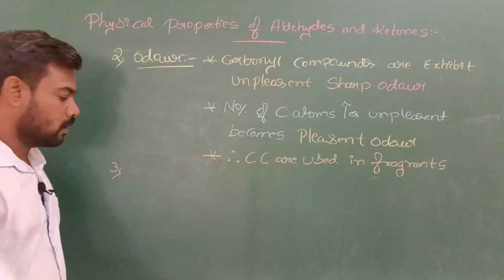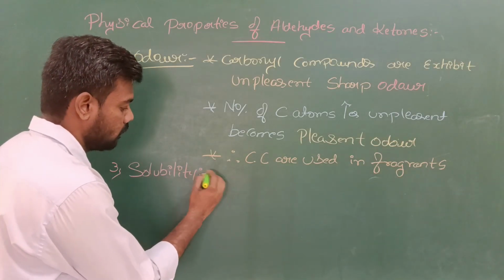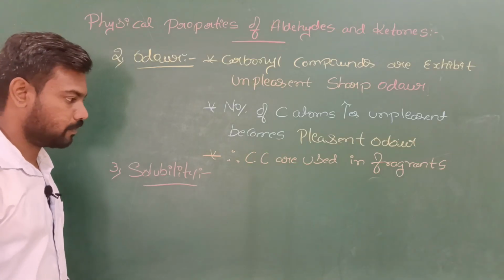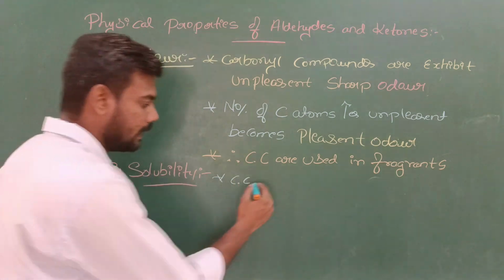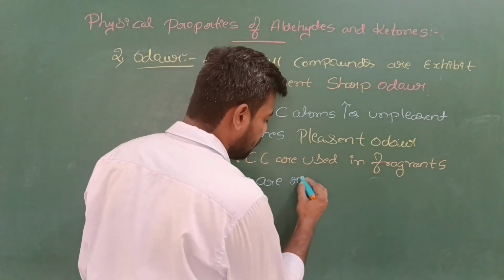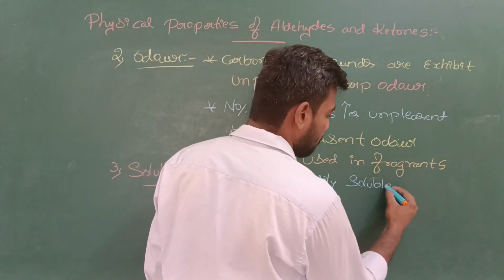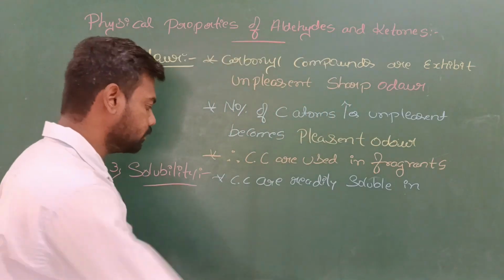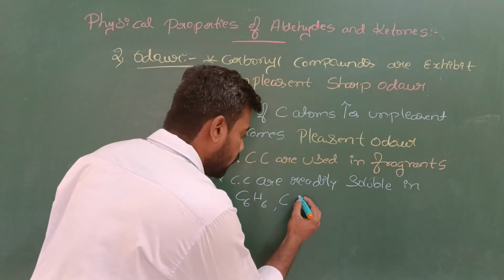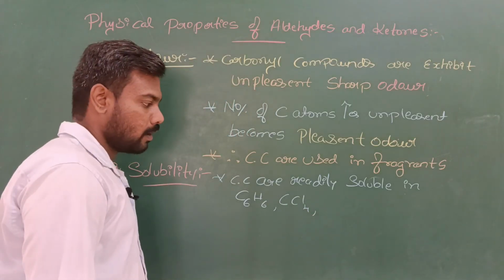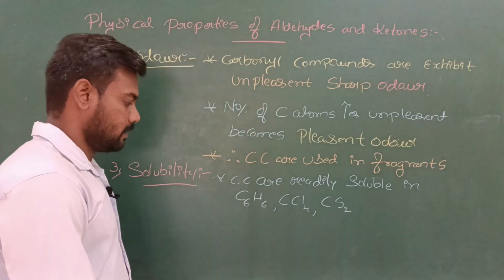Next, the third one is solubility. Carbonyl compounds are readily soluble in benzene, carbon tetrachloride, that is CCl4, and carbon disulfide.